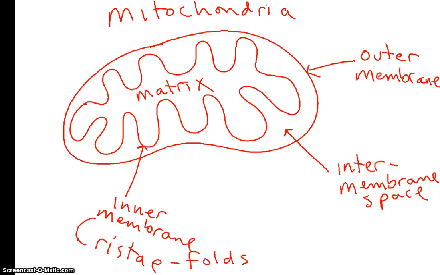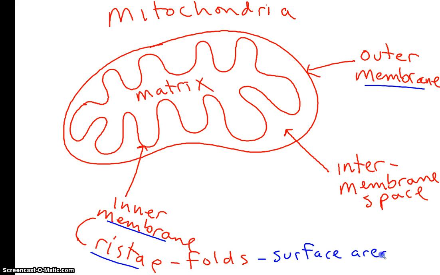So here's the organelle we need to look at. So here's the mitochondria. And there's just a few parts of the structure that you need to be familiar with. So if you look at it, it's a double membrane. So there is an outer membrane. There is an inner membrane. And the inner membrane is folded. Those folds are called the cristae. And it's there to increase surface area.